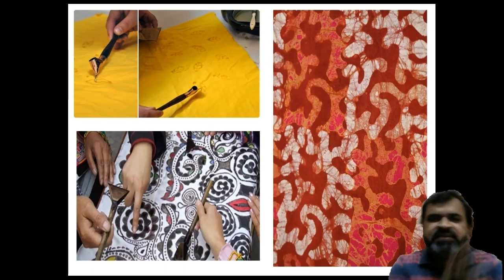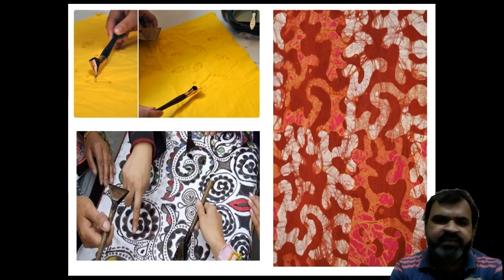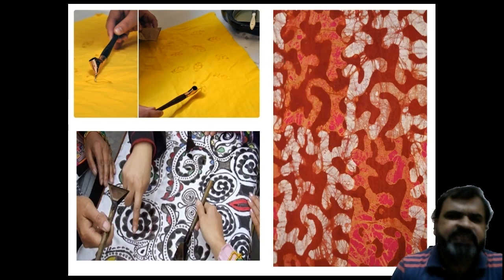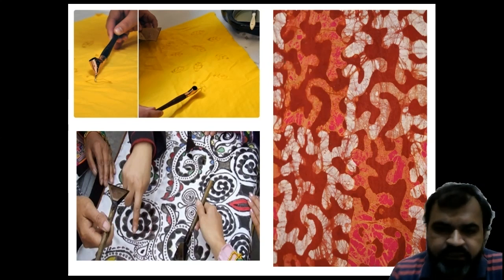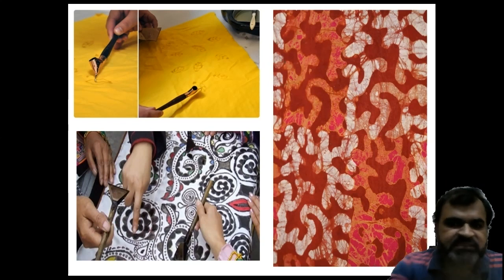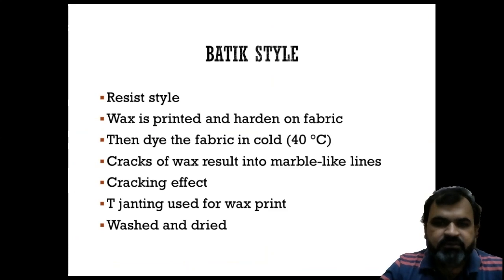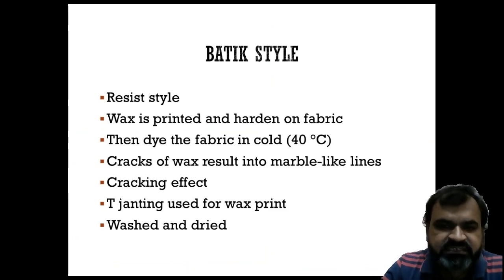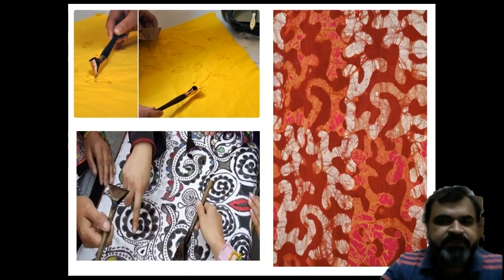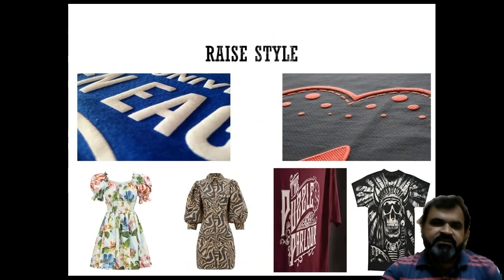Okay, so if you can see in that red color design, so many lines are there and which all are uneven, no repeat is there due to this wax printing. And how wax can be printed? So it is printed by using the jaan. You can see on a yellow design area where the persons are using the hand to print the batik. Okay, you can see here also, we are using T-jaan for this printing of wax. And the final one is the raise.